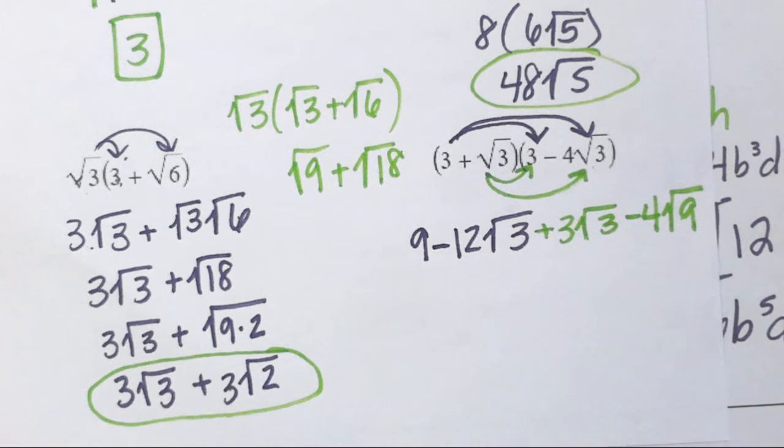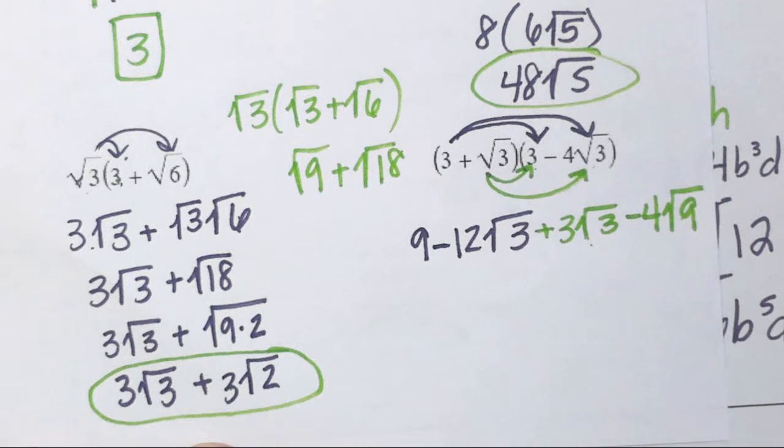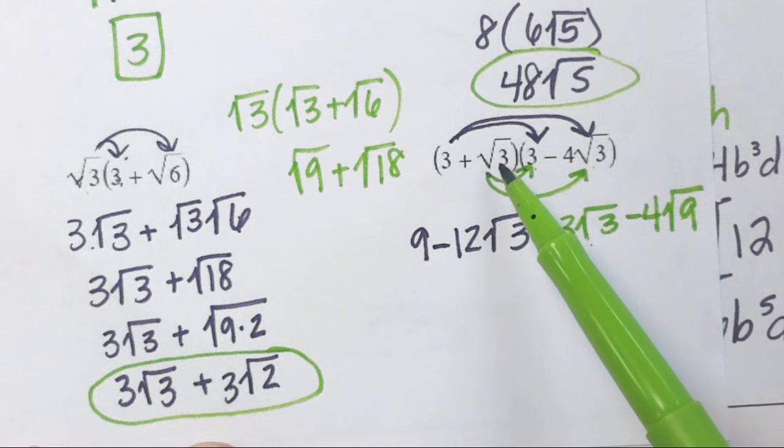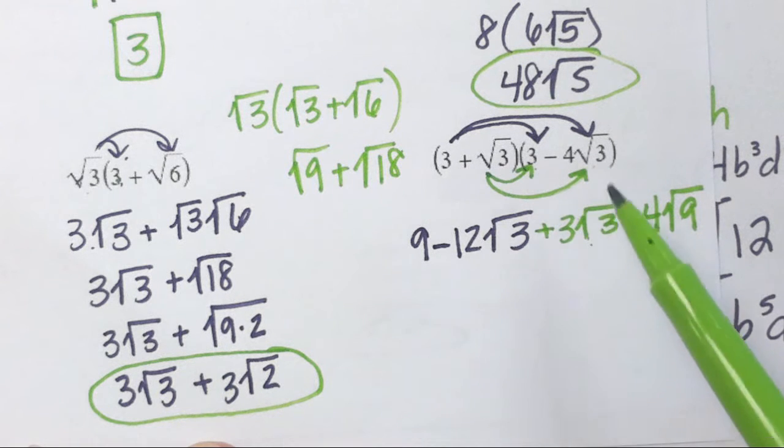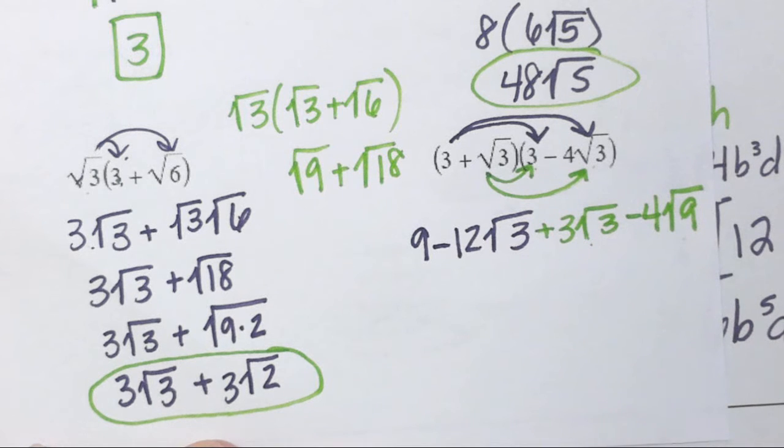Again in the green, I did square root of 3 times 3, I got 3 square roots of 3. That one you're cool with. On the second one, I did square root of 3 times negative 4 square roots of 3. Those 3's are under the house, so I multiplied them together and got negative 4 square roots of 9. Are there any questions about this?